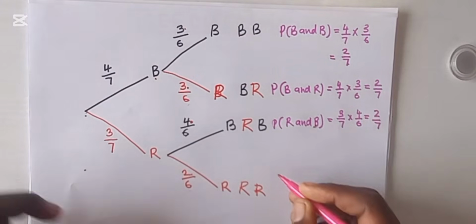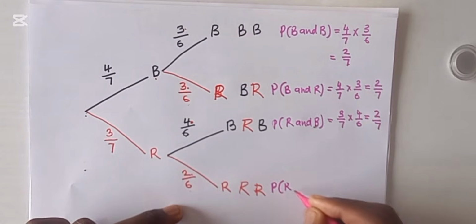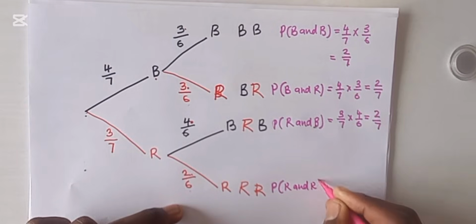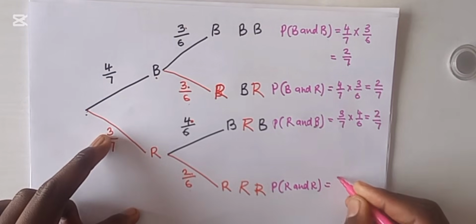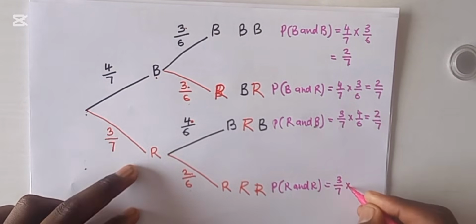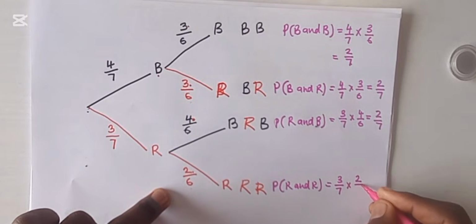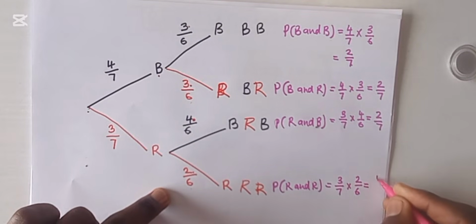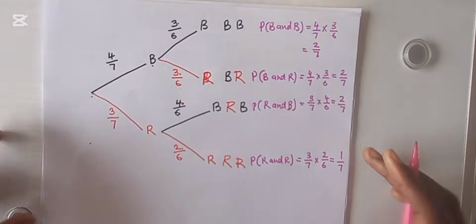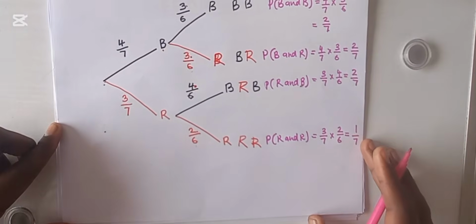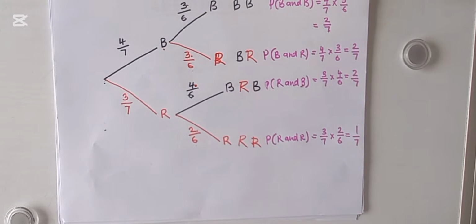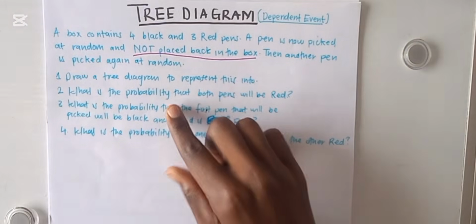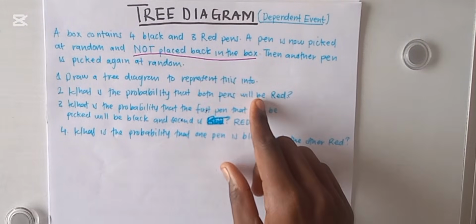And then for this one, the probability of red and red is going to be 3 over 7 multiplied by 2 over 6, which is going to give you 1 over 7. So when you calculate all these probabilities, it's going to be very, very easy for you to answer any questions that there are. So now let's go and look at our questions. The first question says: what is the probability that both pens will be red?